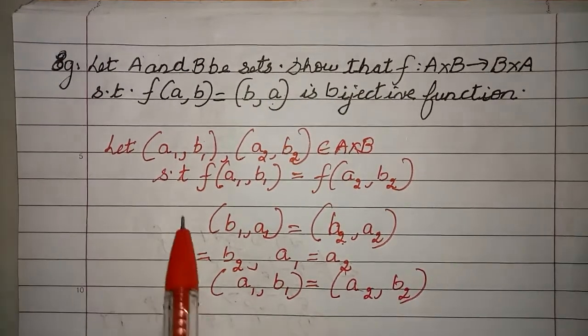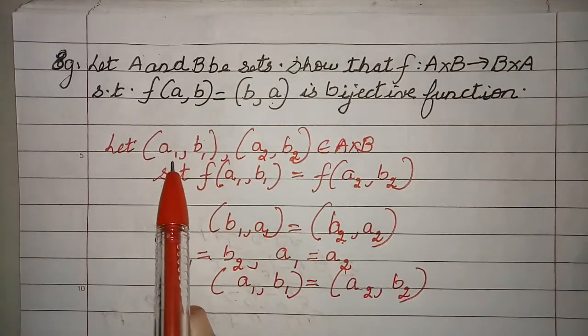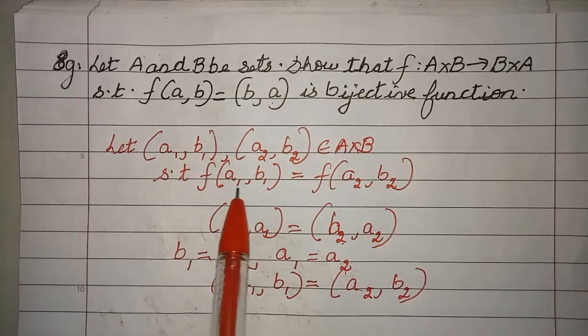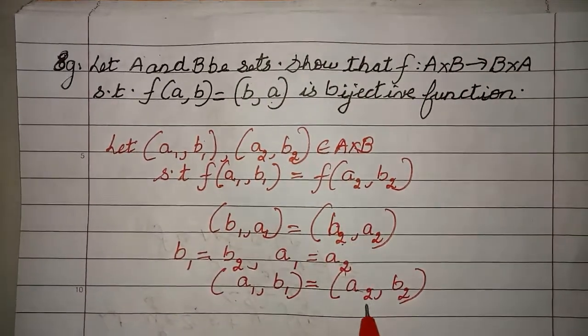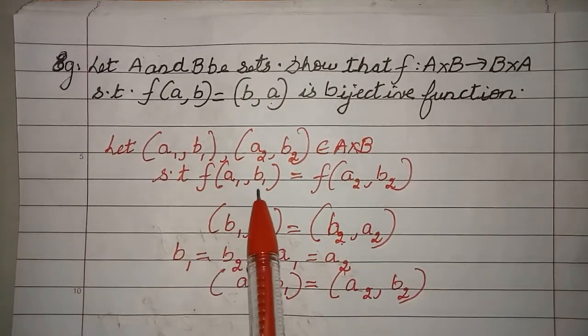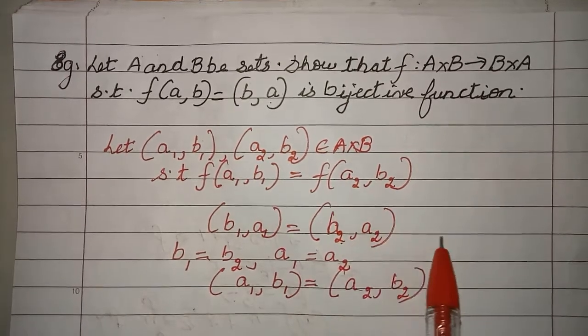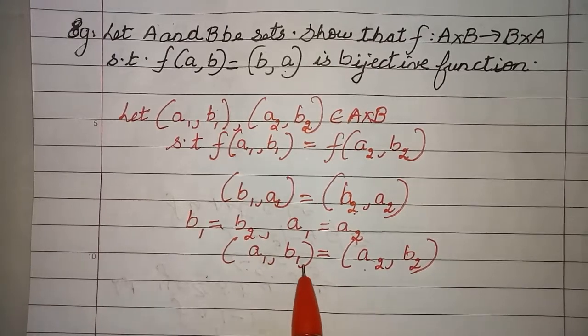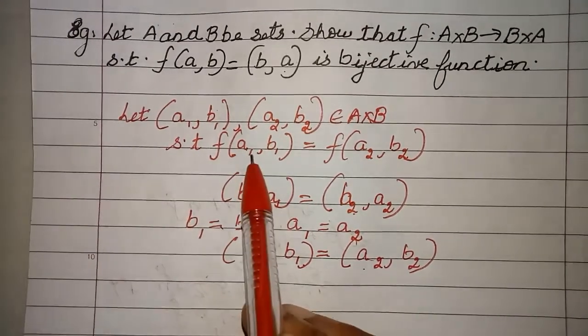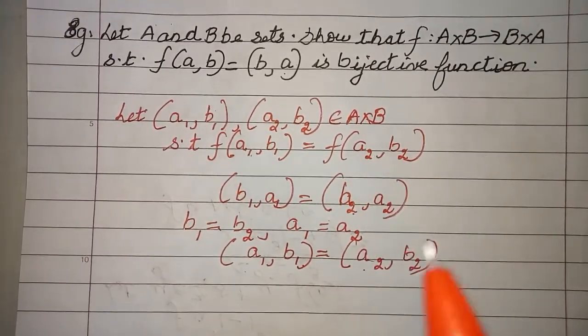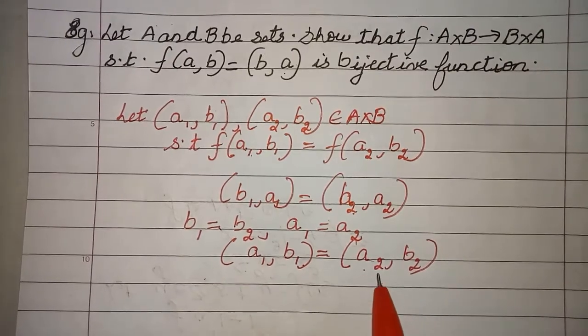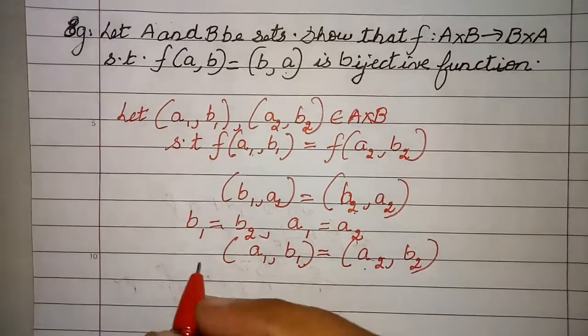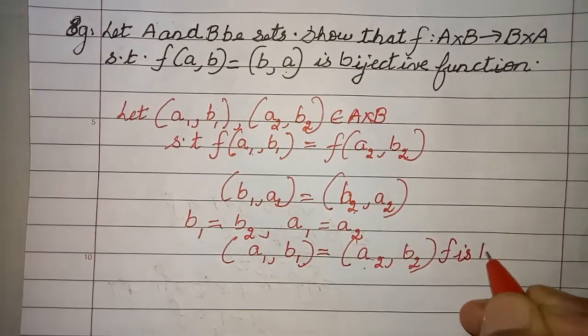Is that clear? So I am able to find A1. I am able to find the images to be same. That means the elements are same. So if I have f of (A1, B1) and f of (A2, B2) as same, that means by this definition, if I rearrange this, I get (A1, B1) is same as (A2, B2). That means f of x1 equal to f of x2 means x1 is same as x2. Therefore, my function is 1-1.